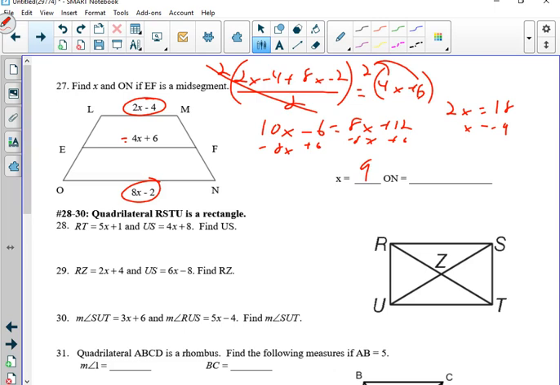Now, ON, I just substitute 9 in right here. 9 times 8 is 72. Minus 2 is 70.